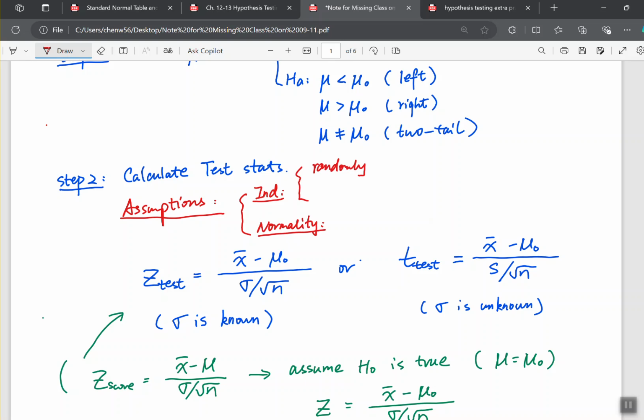You do need to show me that n is less than 10% of the population size. We call this the 10% condition. But you do need to show me the details of why this 10% condition is checked. All right, and then for the normality assumption, easy, right? We just need to make sure n is larger than 30 so that we can apply the central limit theorem.